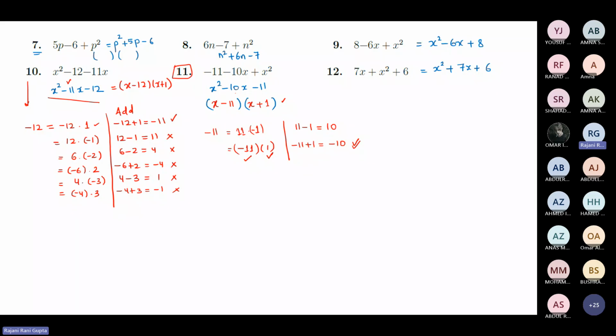Anyone is having any question? No. Okay, if it is clear, then it's good. Okay, so this is about 4.2. Let me see what else you have.